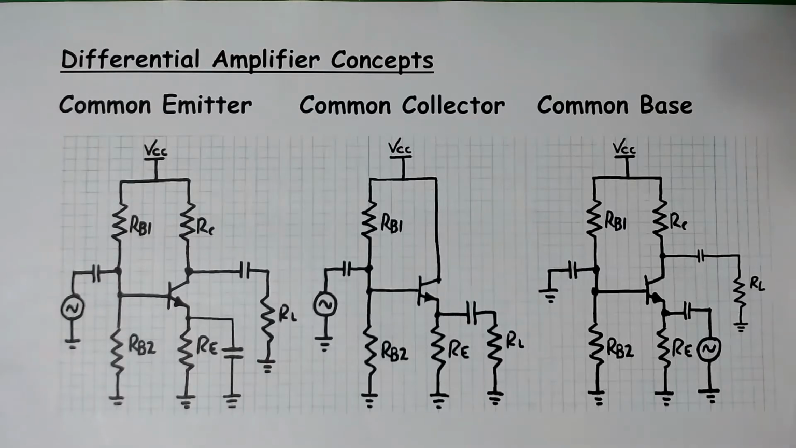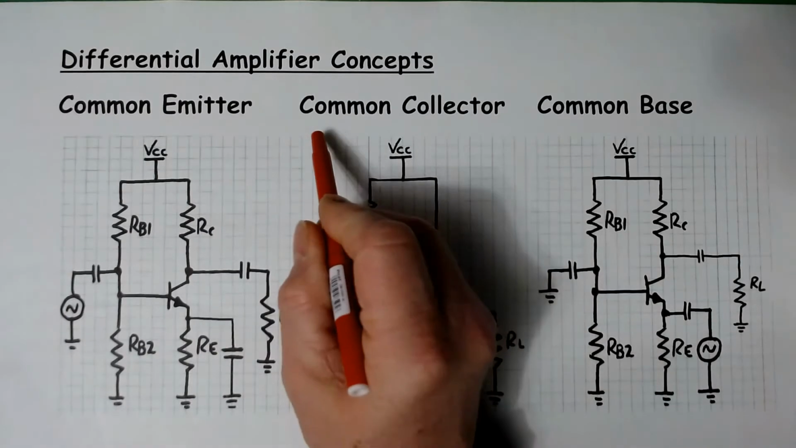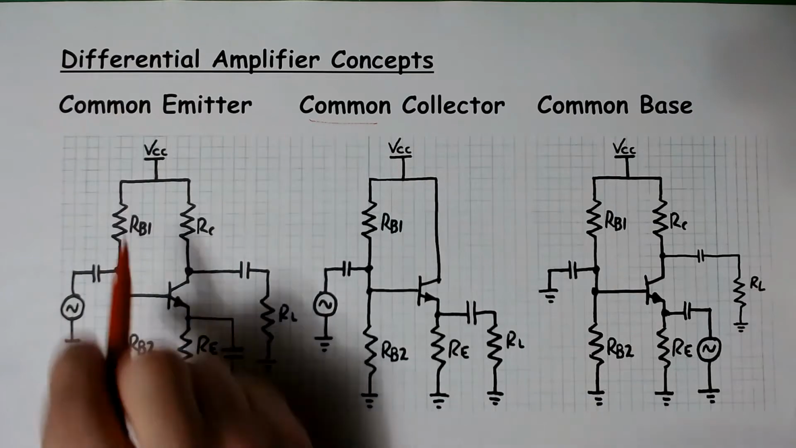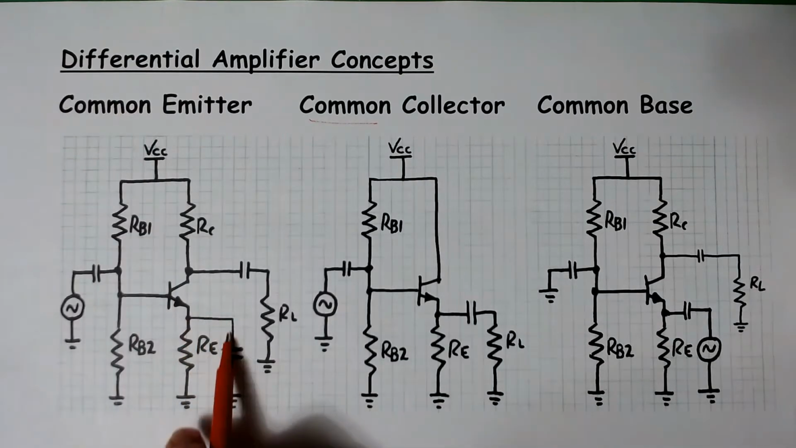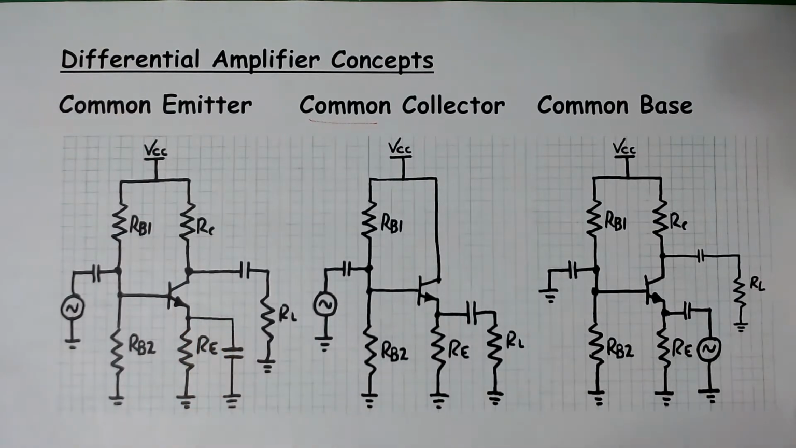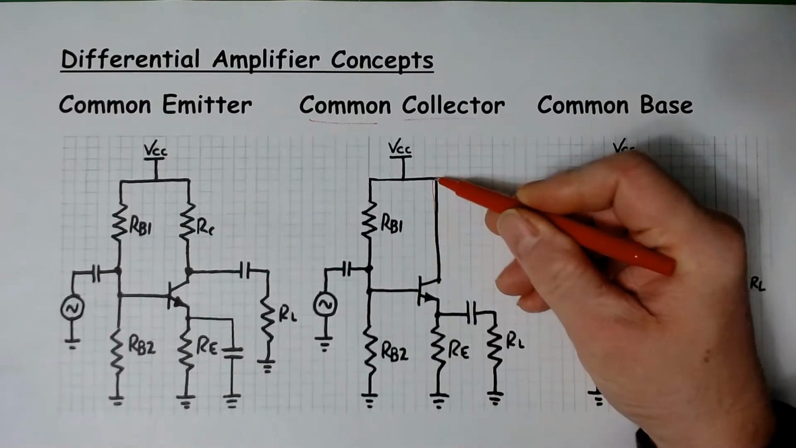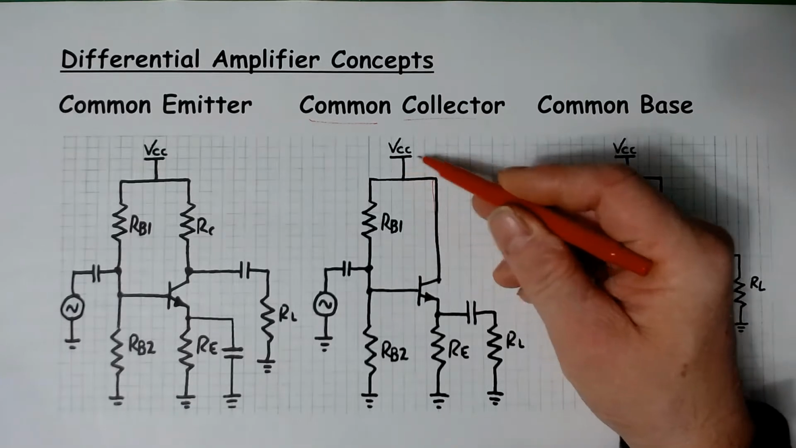Let's start the differential amplifier by talking about the three basic amplifier types: the common emitter, the common collector, and the common base. Now, if you recall, the word common, when we're talking about these amplifiers, is which terminal we're taking to ground. So in a common emitter, we tie the emitter to ground through a capacitor. In the common collector, we tie the collector to ground, which is to the DC supply.